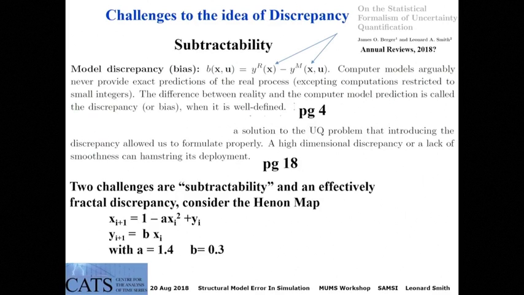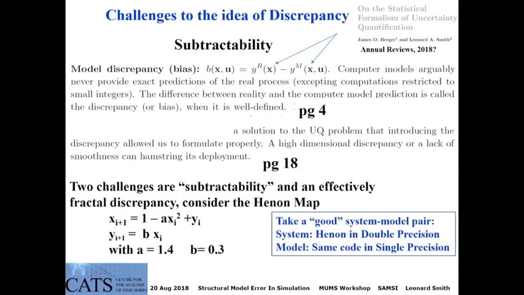I just wanted to give a simple example. So I want a really good model that's really easy to understand, right? And so what I'm going to do is take these equations as my system, and take these equations as my model. Except I'm going to run these in double precision for my system, then run them in single precision for the model. So that's a good system. I think the same sort of thing happens. It's literally the same code.